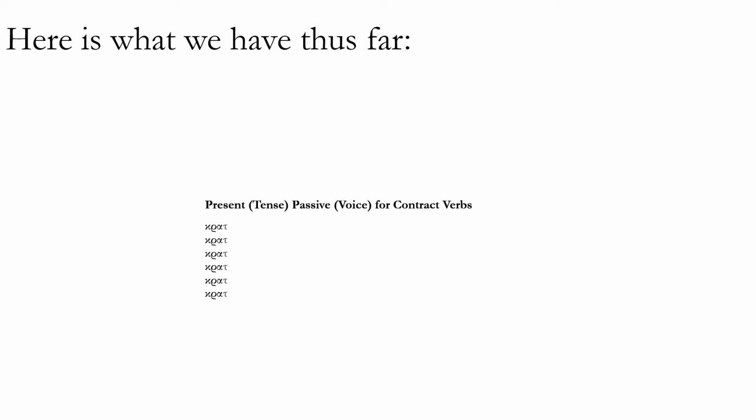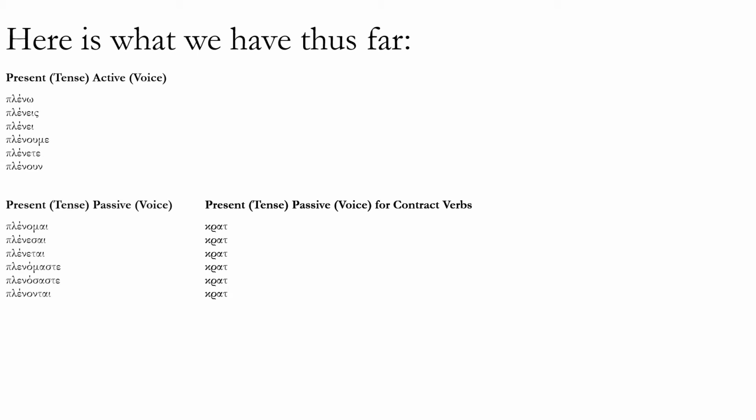So here's what we have thus far. We have our present tense active voice, which we said has the standard endings. Here I've got the verb pleno, which is I wash. Pleno, plenis, pleni, plenume, plenete, plenun. I wash, you wash, he, she, or it washes, we wash, you all wash, they wash.